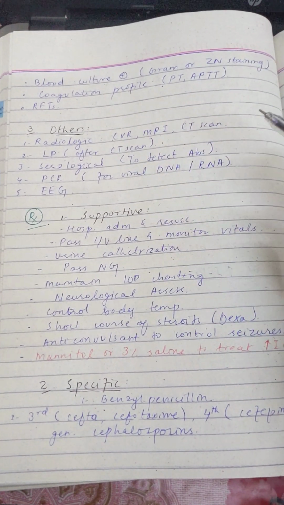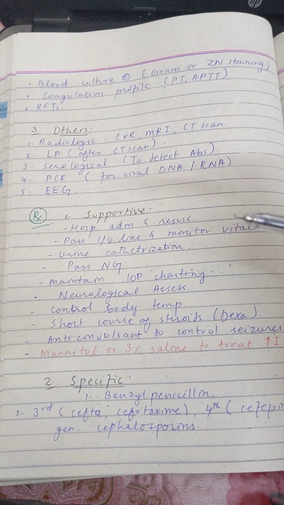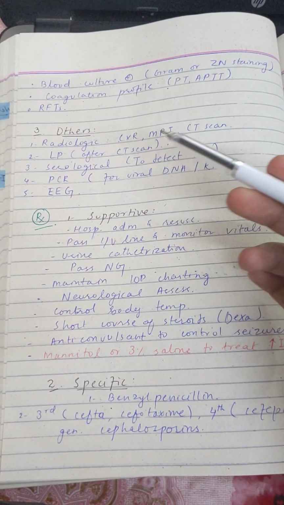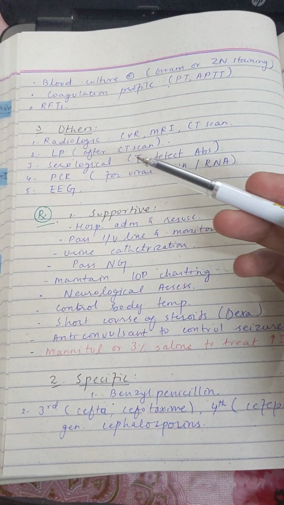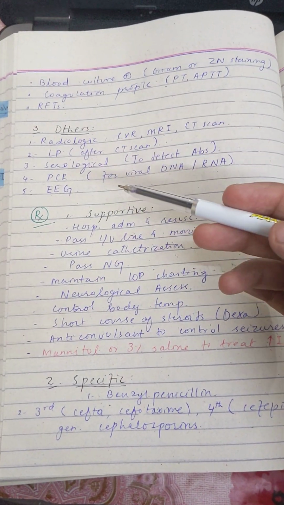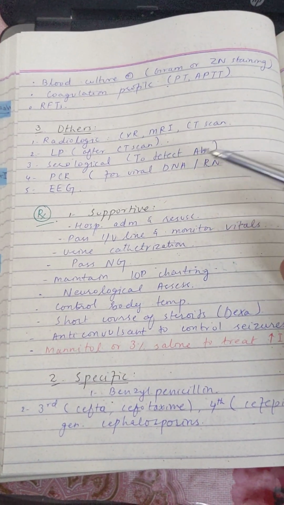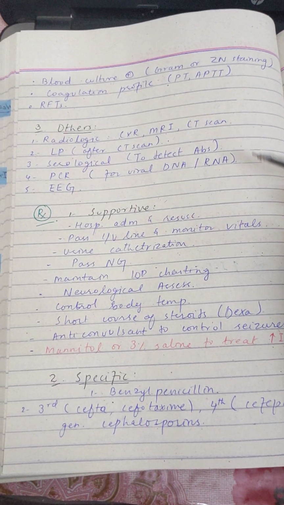So what are the other investigations to rule out other causes or to identify a particular cause? We'll do radiological examination including chest X-ray, MRI, CT scan head, LP or lumbar puncture after CT scan, serological testing to detect antibodies against a particular organism, PCR for viral DNA or RNA if we suspect viral meningitis, and electroencephalography to rule out any other cause of disease. So these are the other investigations.